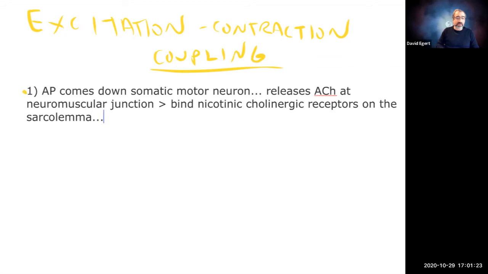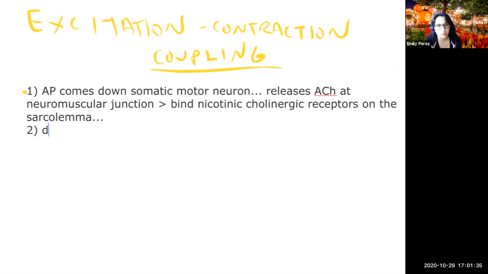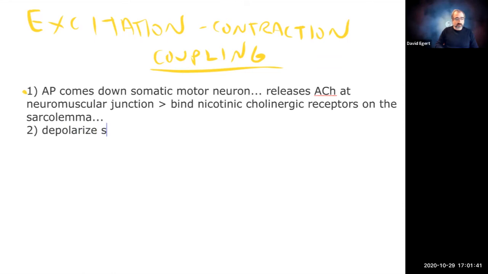So what is going to happen now that we have acetylcholine binding those nicotinic cholinergic receptors on the sarcolemma? The action potential spreads throughout the sarcolemma. Yeah, so this is going to depolarize the sarcolemma, and the AP spreads across the entire cell. So that action potential is going to spread across the entire muscle cell.